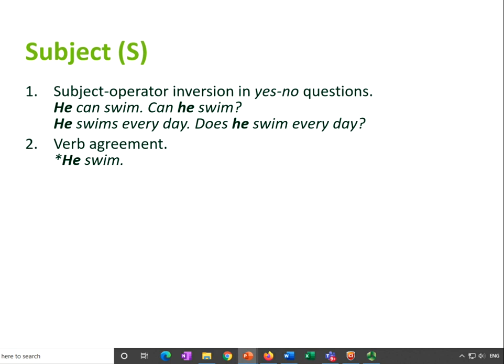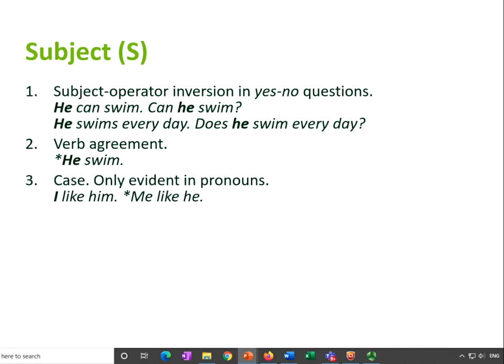The subject agrees with the verbs. That only happens in the present simple tense, so we can't say he swim. Case, some languages have many different forms for their nouns. In English we don't really have cases for our nouns, but we do with pronouns. So we say I like him, not me like he.